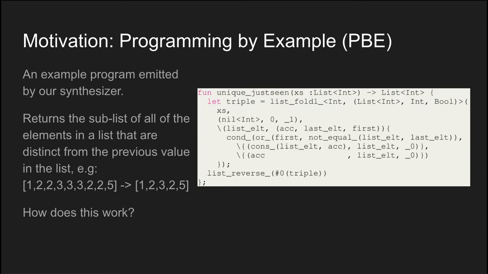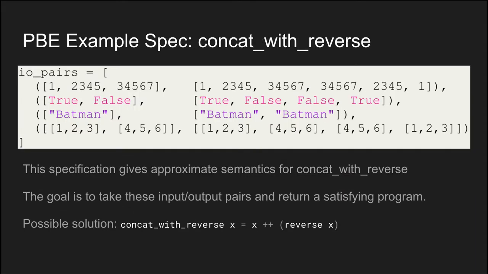You don't have to think too hard about the details of this example program. It's just meant to be illustrative of the type of program that you can synthesize using our approach. Let's talk more about how the specification works. A PBE, or programming by example, specification consists of pairs of inputs and outputs. The goal is to synthesize a program taking the given inputs to the given outputs. The pairs given on this slide would all be satisfied with a function taking in an input list and concatenating that list to its own reverse. So, for example, a function that takes true, false to true, false, false, true.